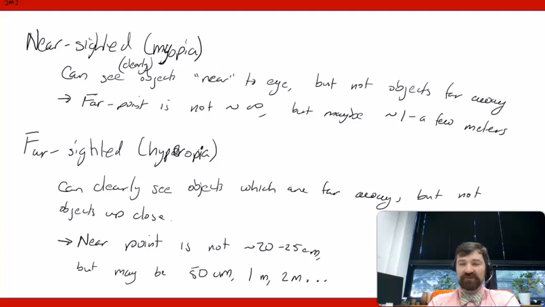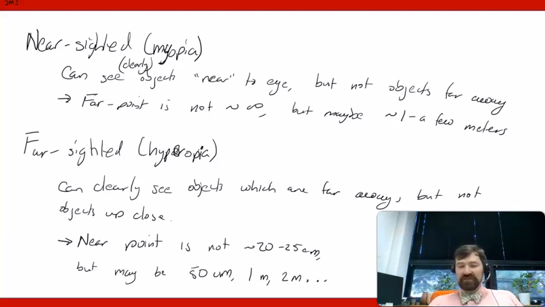Essentially what happens in this case is your near point is farther away than 20 to 25 centimeters. Maybe your near point is a meter away or something like that. And on the other hand, your far point is not so far away. So maybe your far point is 4 meters away. Your eye's accommodation is such that you can see things between about 1 and about 4 meters clearly, but anything farther away or anything closer up is blurry.